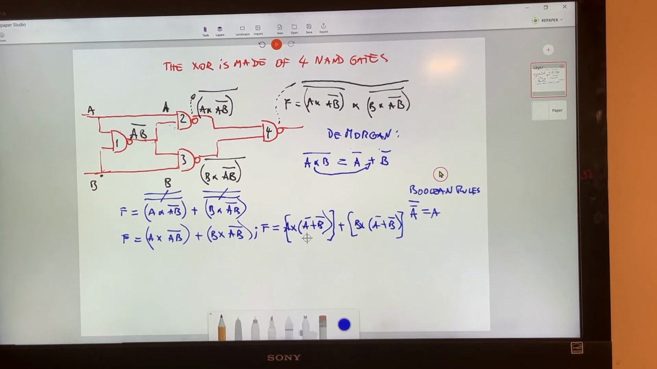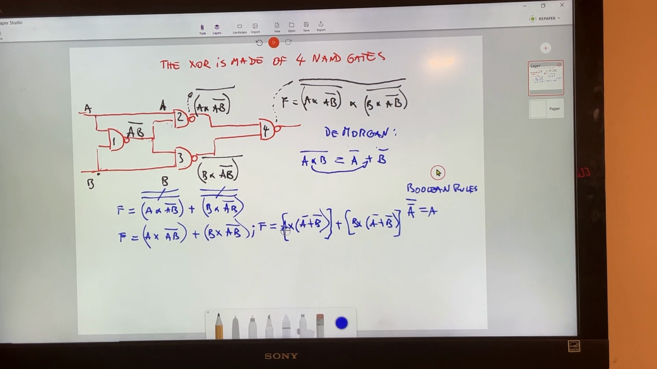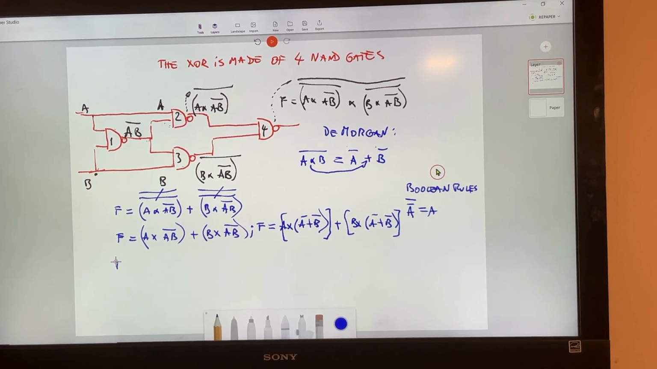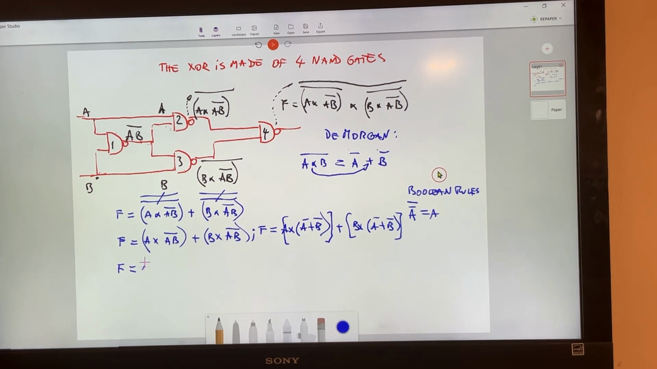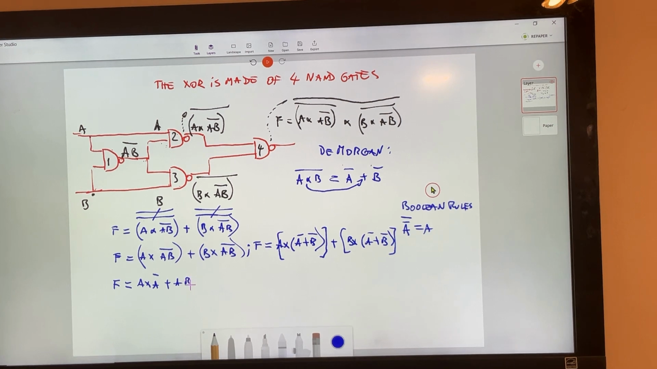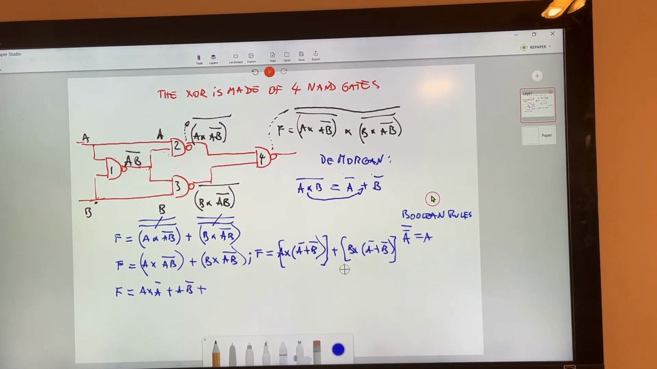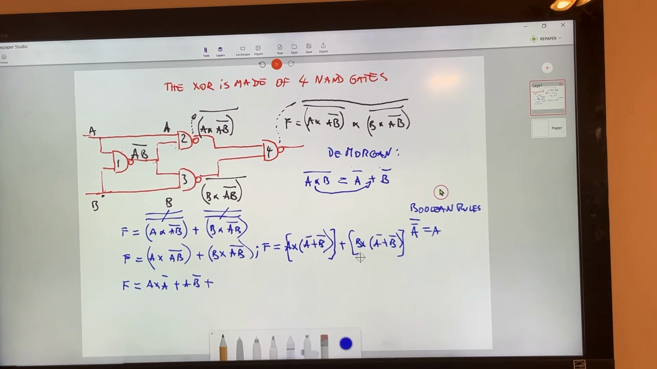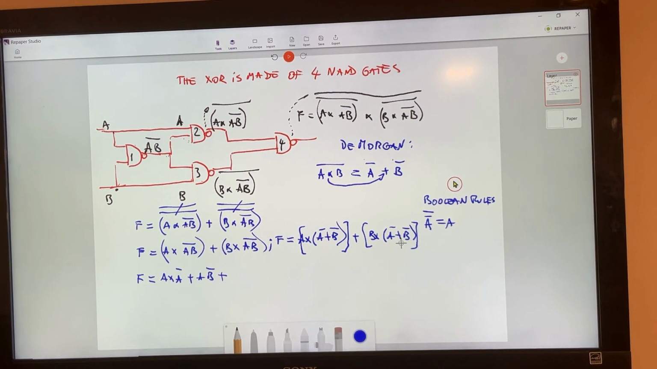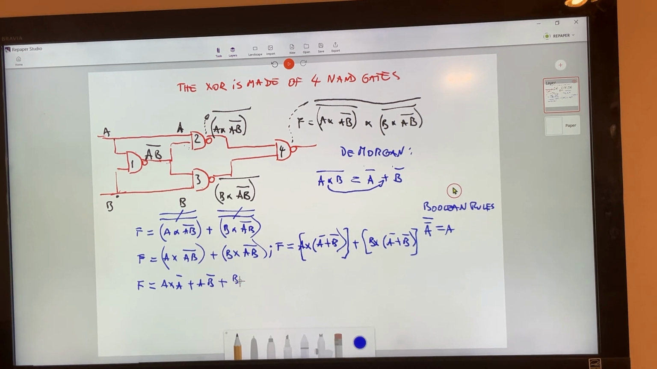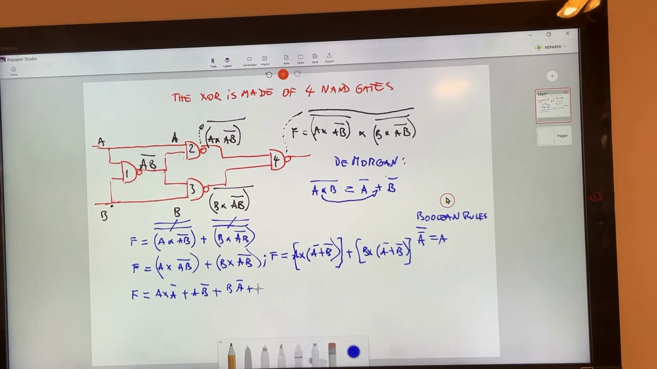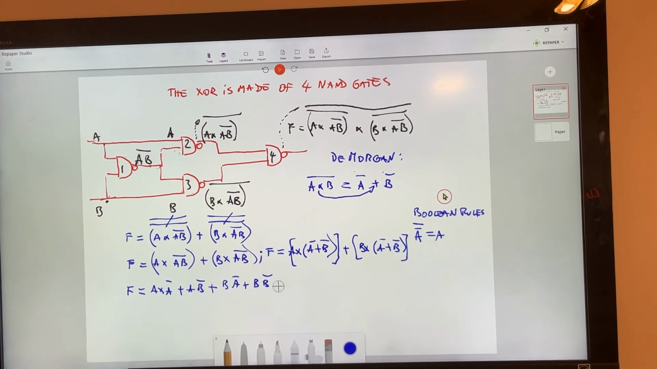So now what we have to do next is to distribute A to both terms here in the bracket, like that. The function becomes A times A bar plus A times B bar plus, now we do the same with the B. B has to be distributed for both terms here into the bracket. Okay? B times A bar plus B times B bar.